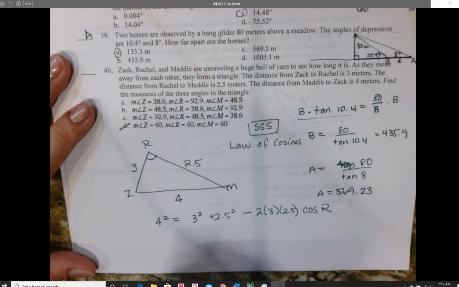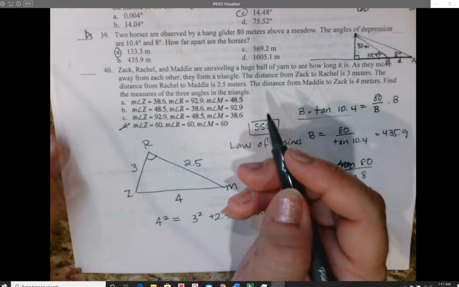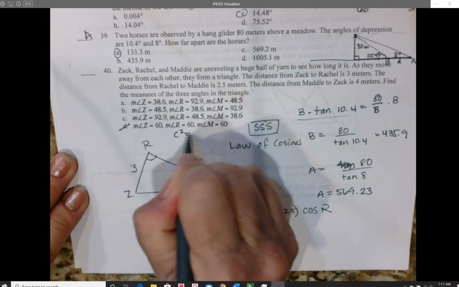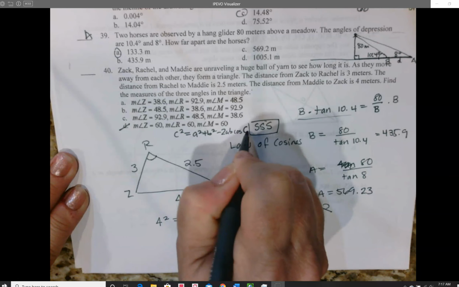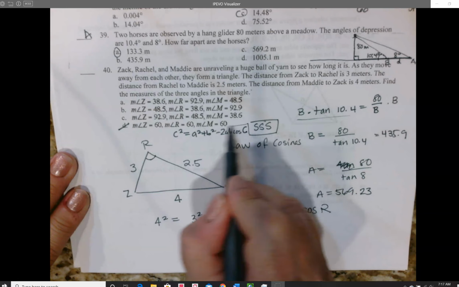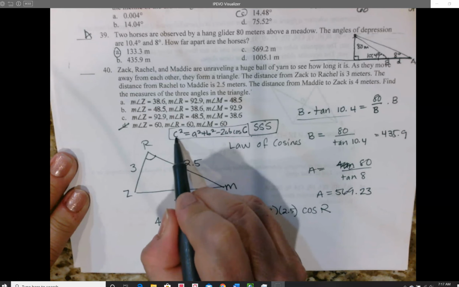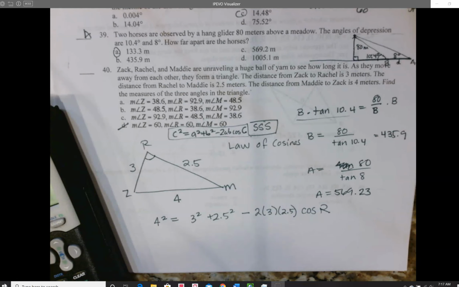So I really only have one missing thing in this problem. And this equation, the formula, I'll give it to you generally, looks like this. C squared equals A squared plus B squared minus 2AB cosine of C. So that's the law of cosines, and it all has to do with which side is opposite of the angle. So I am going to take 4 squared and I'm going to subtract 3 squared plus 2.5 squared.